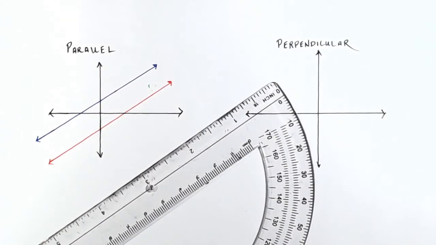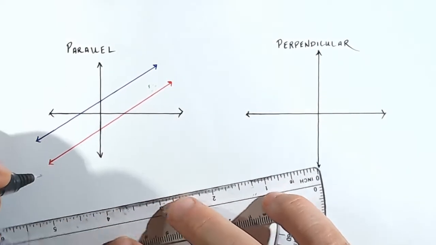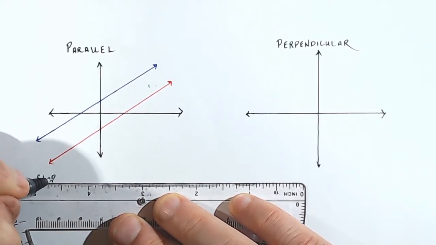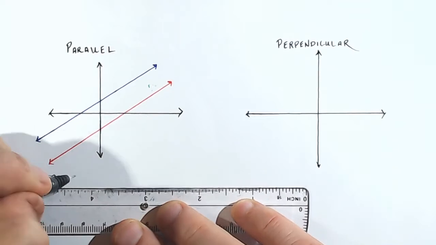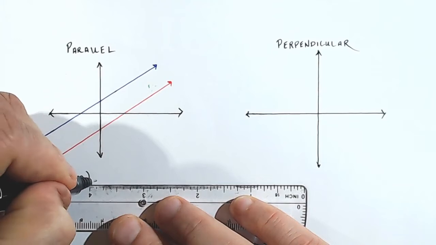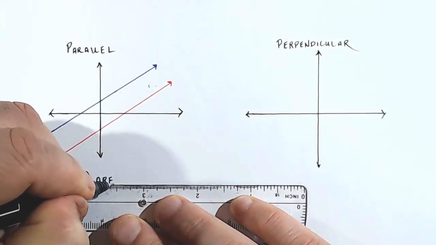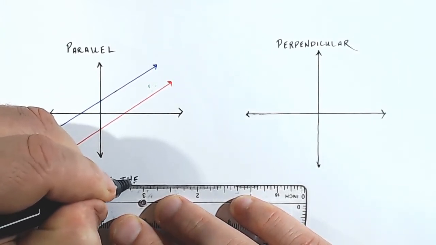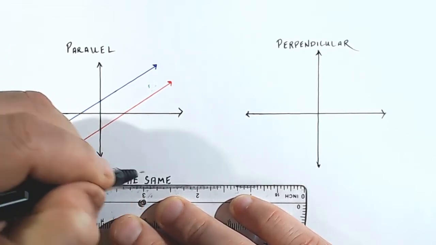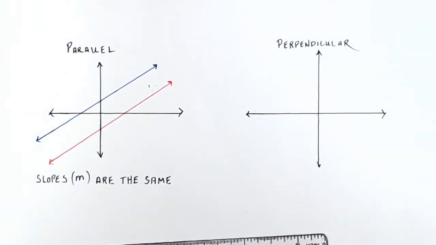Well, the thing that's the same about the two lines is their slope. Okay, so we notice that the slopes, or we could say the m's, because m means slope, are the same. And this is probably the most important feature of the parallel line when we're looking at it in an equation. But for now we'll just look at it visually.